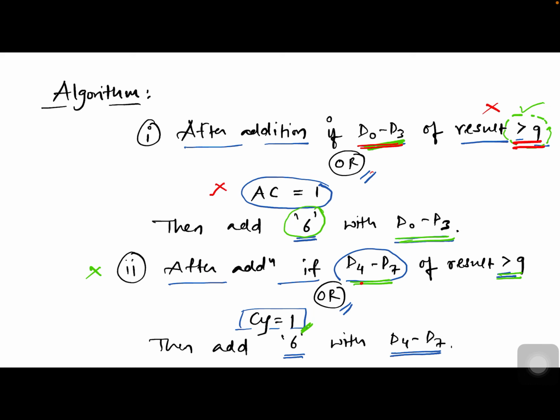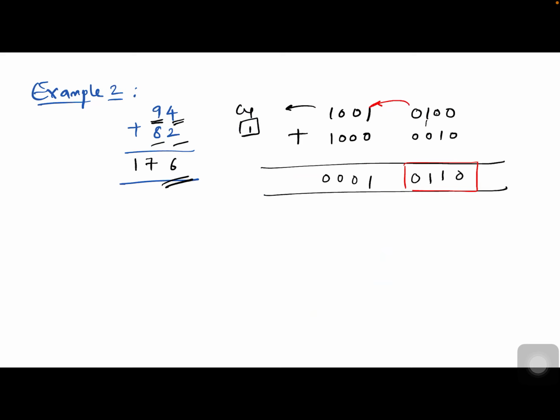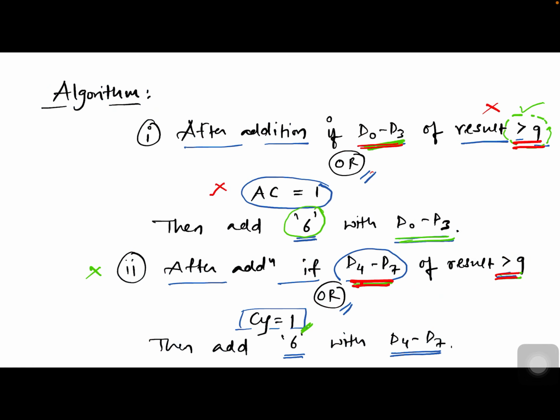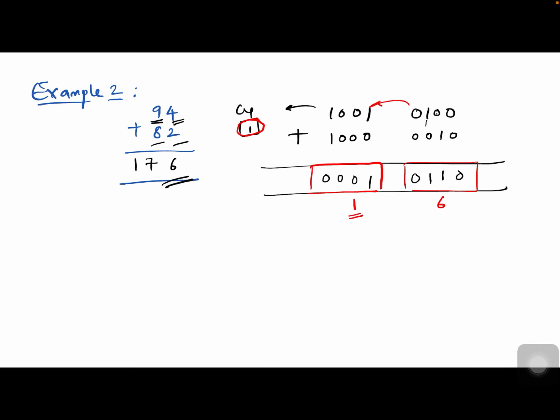In second criteria, it asks us to check D4 to D7 whether it is greater than 9. Let's check. D4 to D7, if you see, it is 0001. It means this is 1, right? 0110, it means it is 6. See, D4 to D7 is also not greater than 9. It is 1 only. But can you see carry is generated here? Carry is generated. Check it out. If carry is 1, then it also asks us to add 6 with D4 to D7. Am I right? Okay.